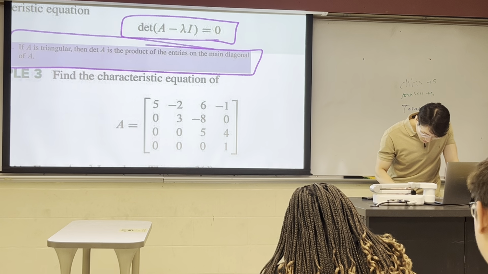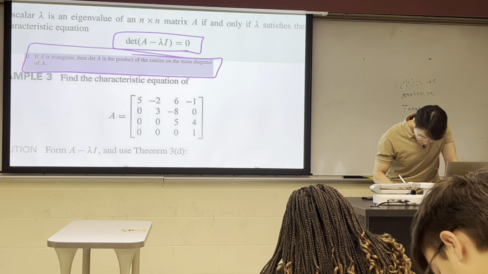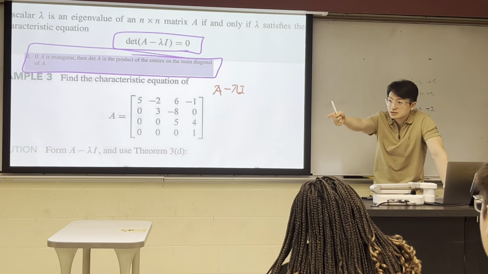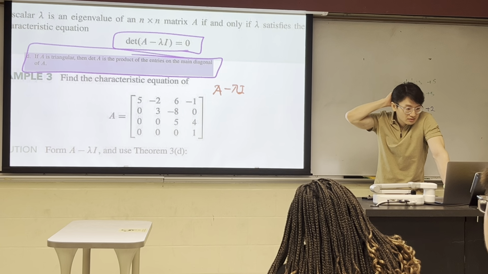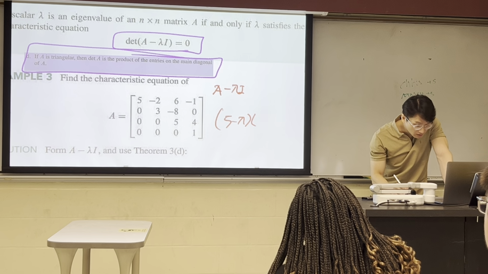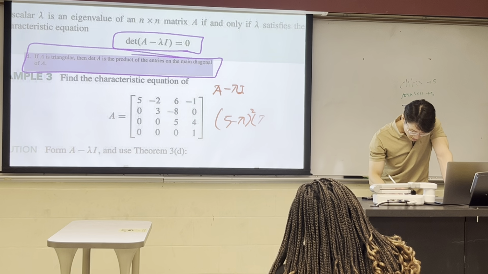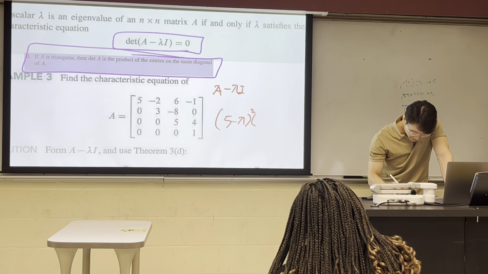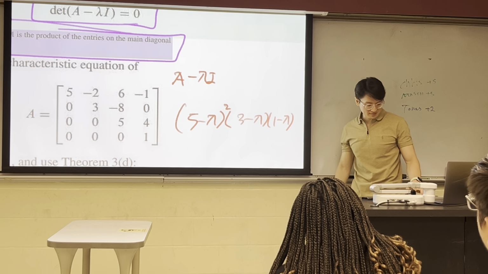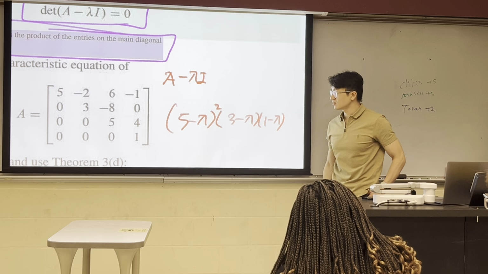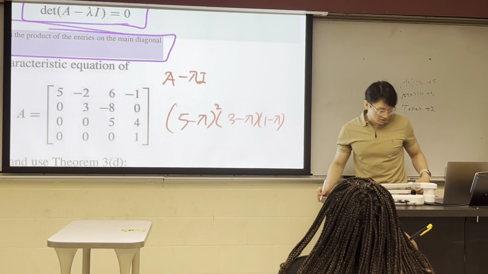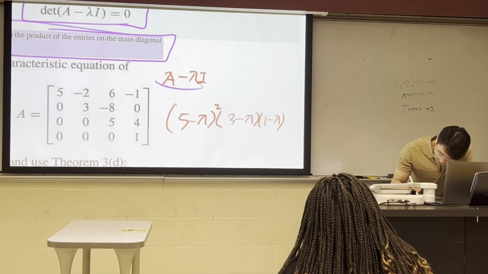So what is this, A minus lambda I of the given matrix? Yes? Is it in parentheses 5 minus lambda squared, 3 minus lambda, and then 1 minus lambda? Good. Wait, why is the first one squared? Because you have the determinant, 5 minus lambda, twice. Oh, okay. Great.